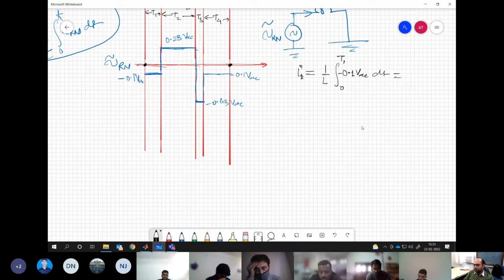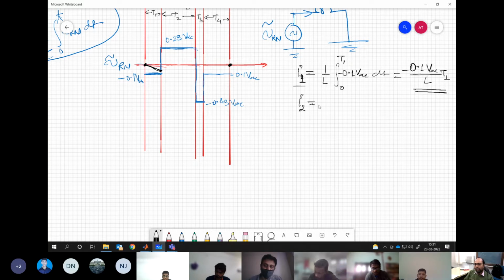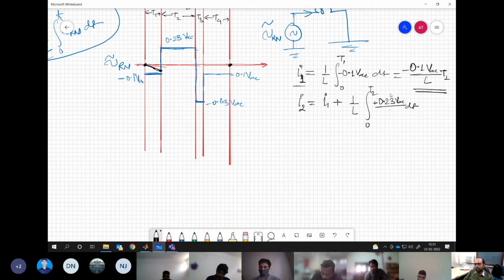This would be a linear graph. So this will be minus 0.1 VDC by L times T1. So our current will move in the negative direction up to some current value, say I1. Understand my point? Now, during the interval T2, it will reach the value I2, which will be I1 plus, since the starting point is different, it starts from I1 and goes plus 0.23 VDC by L times dt, from 0 to T2. The interval is T2. So this is I1 plus 0.23 VDC by L times T2.